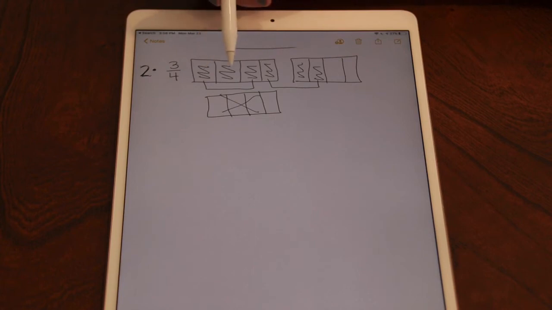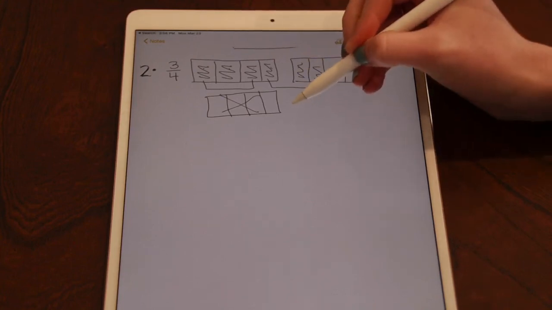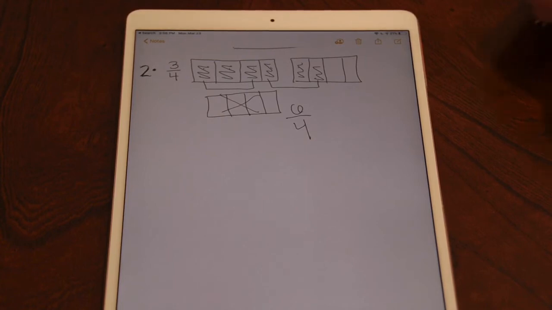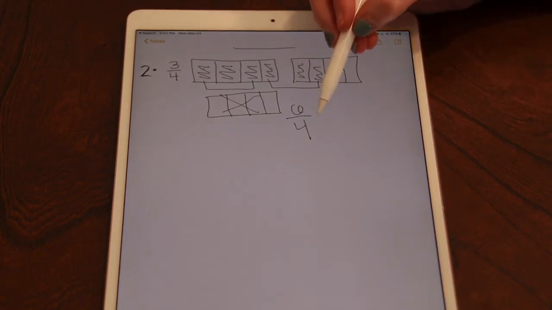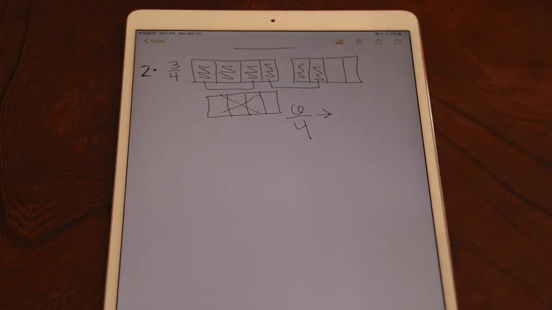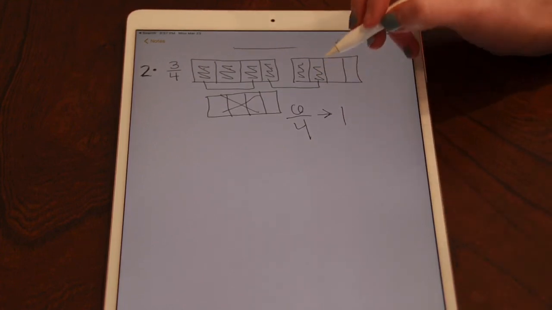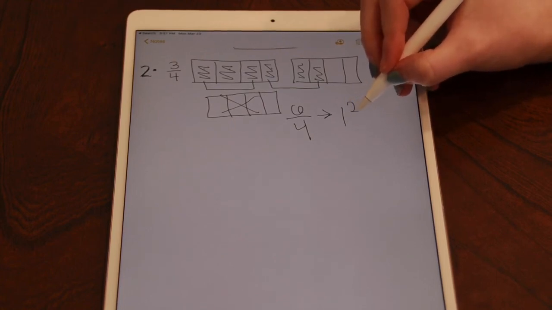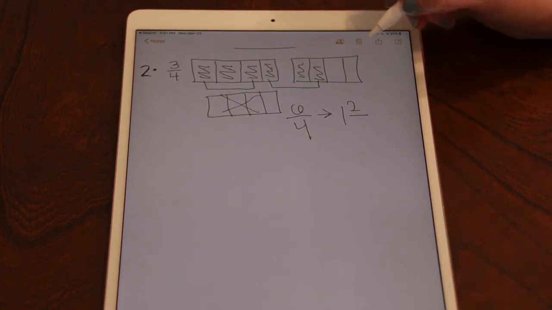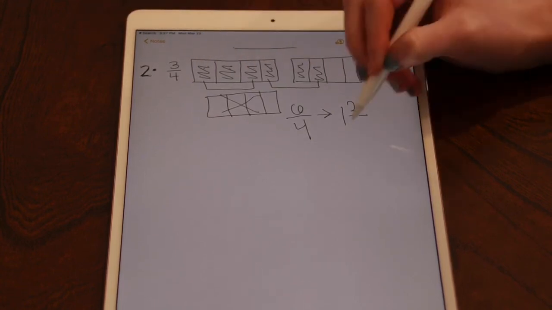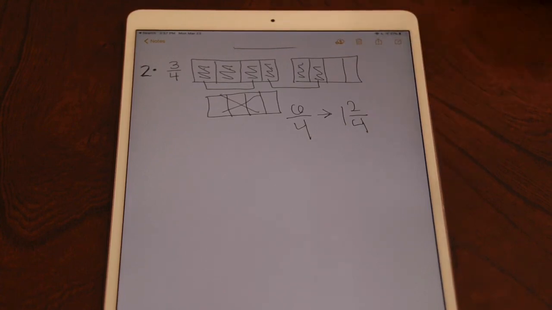Okay, I count how many I colored in. I colored in 1, 2, 3, 4, 5, 6. And my denominator is 4 because all of these wholes are broken into 4 pieces. But I can't leave it as 6/4. I need to turn it into a mixed number. So I ask myself, how many times does 4 go into 6? It goes in once because it can't go in anymore. And I find the difference, 6 minus 4, which gives me 2 as my numerator because I had 2 parts of these fractions left over. And you can also see it up here. I have 1 whole with 2 fourths left over.